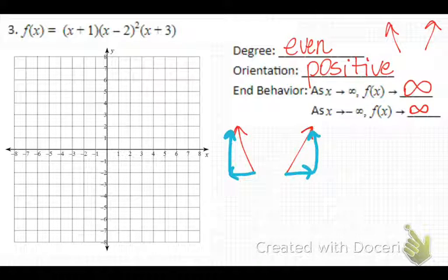Yes, if it's an even degree, it goes together. If it's an odd degree, it's going to be opposite. And we wrote that into our toolkits, which I'm going to get back to you guys next week, okay? Now I need my x-intercepts. So what are my x-intercepts?